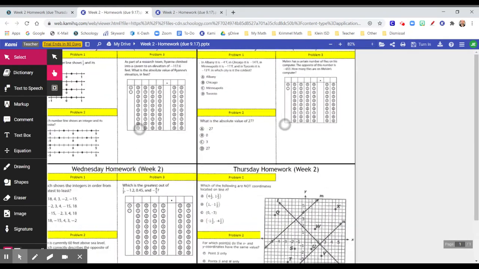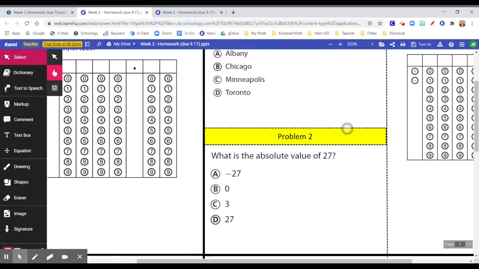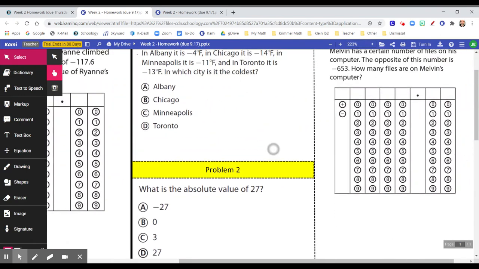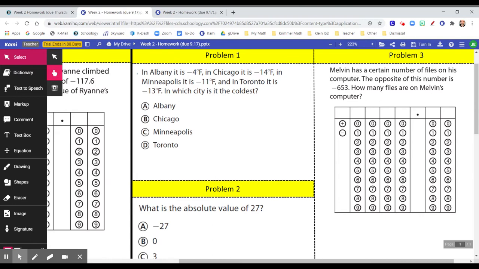Okay. So let's take a look at Tuesday. Tuesday's homework. Coming over here. Problem number 1. In Albany, it's -4 degrees Fahrenheit. Chicago's -14. Minneapolis is -11. Toronto is -13. So this is a question about cold.